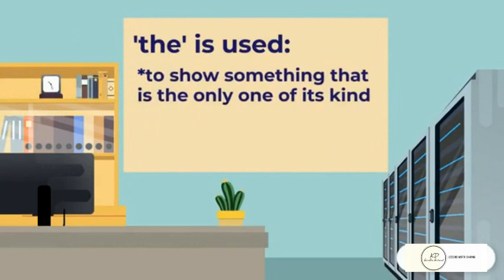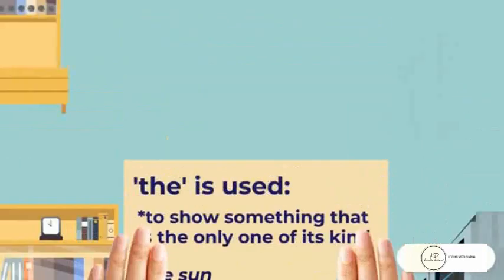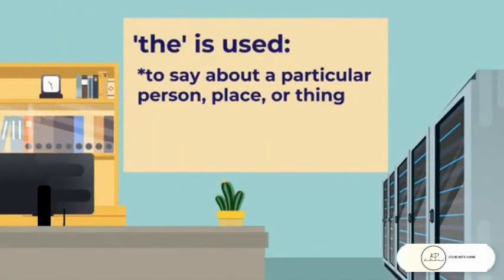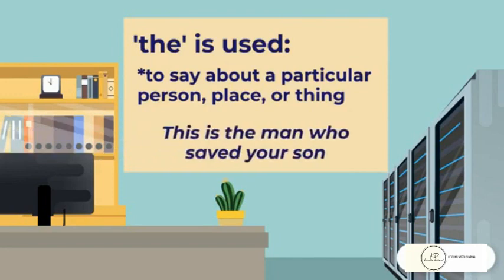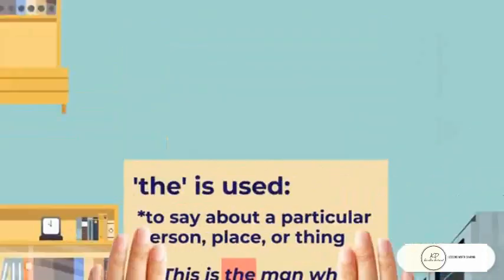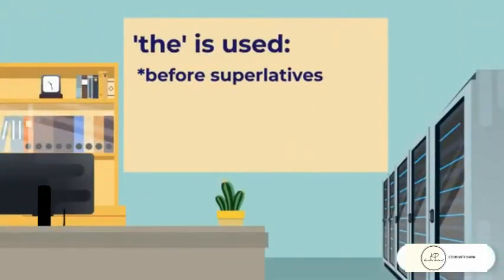The is used to show something that is the only one of its kind. For example, the sun, the moon. The is used to say about a particular person, place, or thing. For example, this is the man who saved your son. The is used before superlatives. For example, the youngest child.